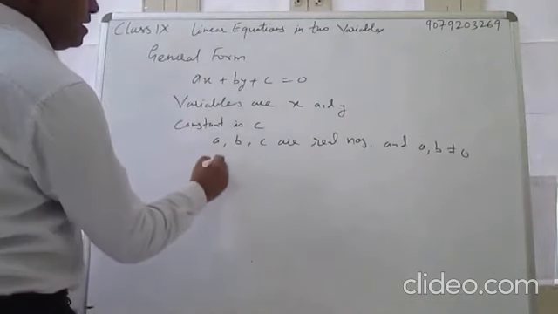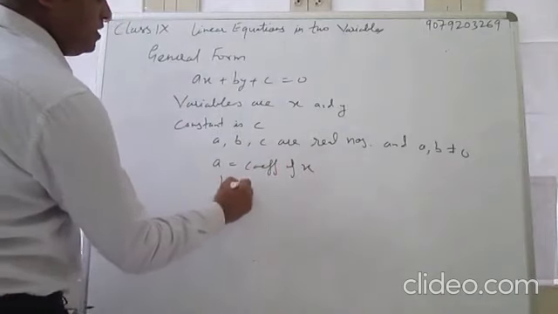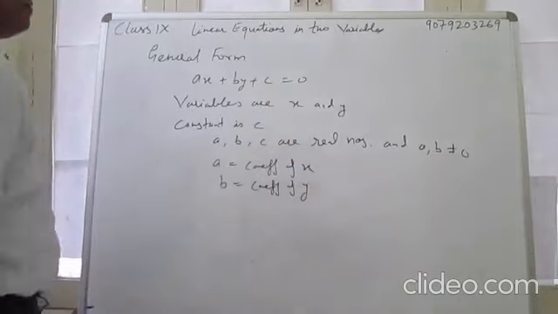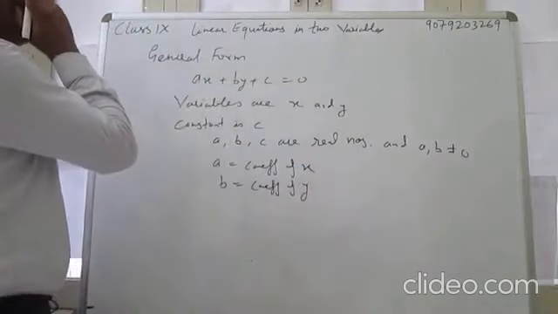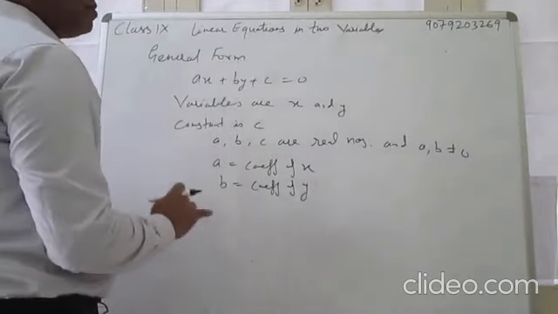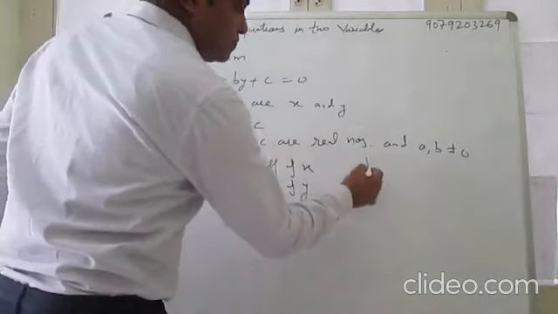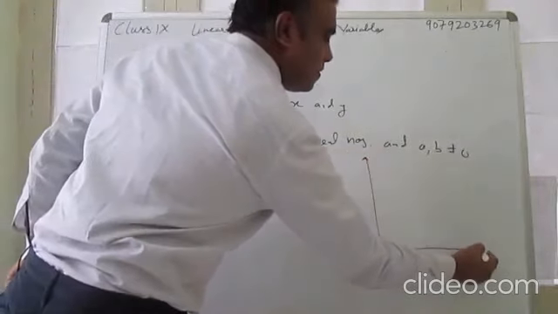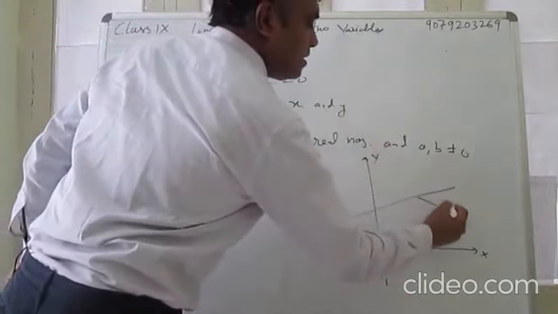What is the coefficient of x? a is called the coefficient of x. b is called the coefficient of y. So this is a linear equation in two variables. If y is equal to 0 and x is equal to 0, it passes through the origin. Now, if you draw a linear equation in a graph, it becomes a straight line.